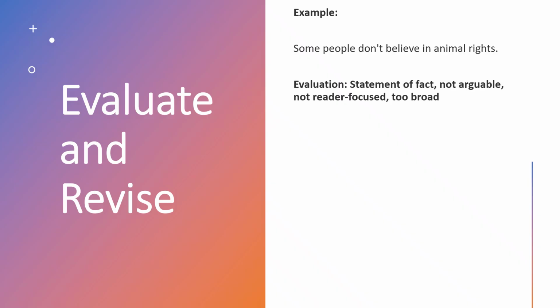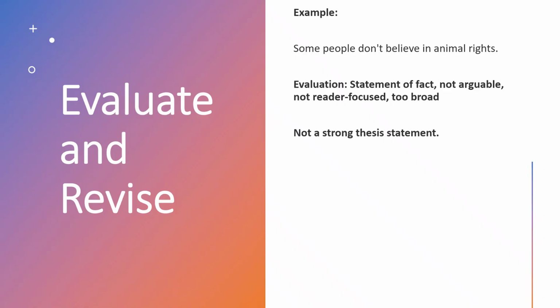Yep, it happens. It's not arguable because we're not telling them what they should, could, can, might do about it. It's just a statement. So anytime you say it's a statement of fact, you automatically can say it's not arguable. And it's not reader focused. I'm not trying to meet a specific audience's needs. I'm just putting the information out there, wham, right? And it's too broad. We have no direction. We're not going anywhere there.